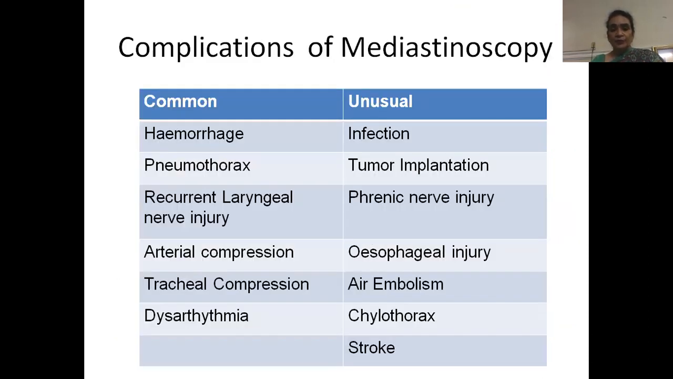The common complications associated with mediastinoscopy are hemorrhage, pneumothorax, recurrent laryngeal nerve injury, arterial compression, tracheal compression, and dysrhythmias, whereas the unusual complications have been infection, tumor implantation, phrenic nerve injury, spatial injury, air embolism, chylothorax, and stroke.